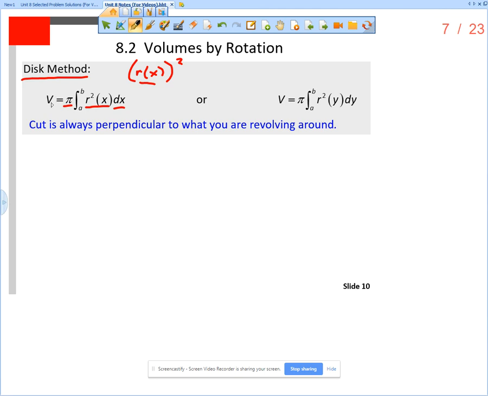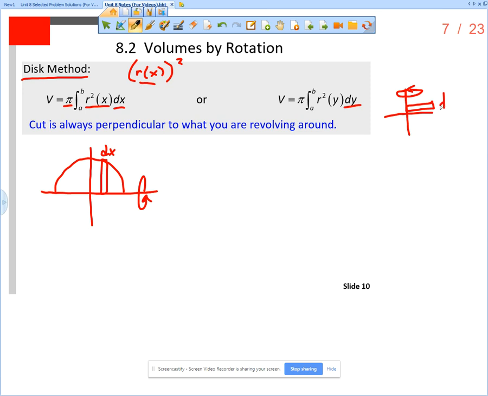So now, the cut that we're using, dx or dy, is always perpendicular to what we're revolving around. So for our particular problem, we were going from -4 to 4, and we were revolving around the x-axis, and so we're using a dx cut because that is perpendicular to the x-axis. But if we were going around, let's say, the y-axis, then we would be using a dy cut because that is perpendicular to the y-axis.